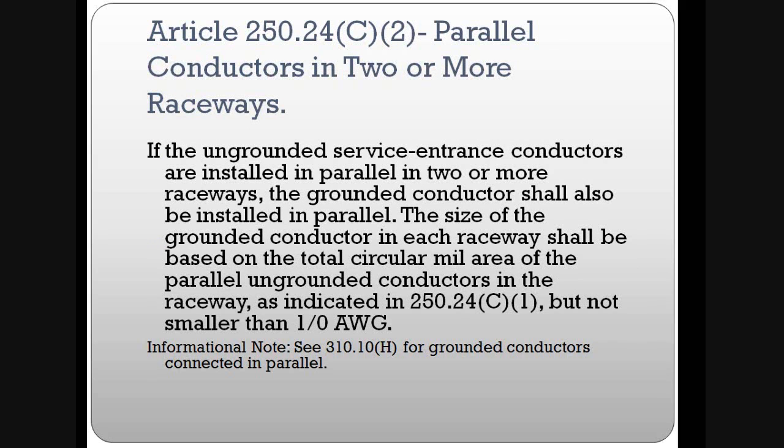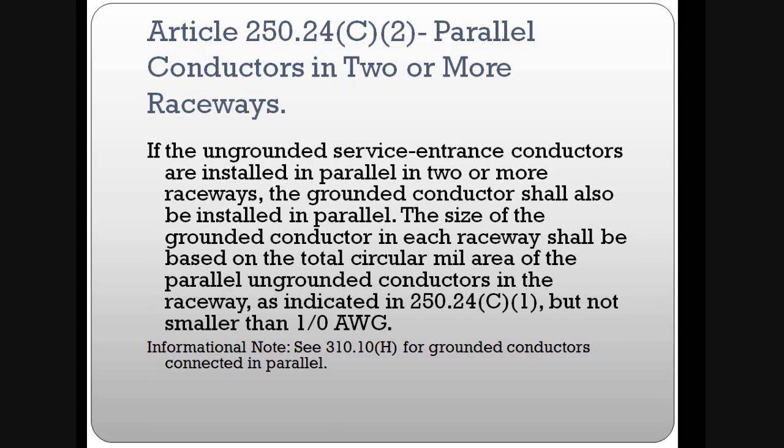250.24(C)(2), parallel conductors in two or more raceways, states that if the ungrounded service conductors are installed in parallel in two or more raceways, the grounded conductor shall also be installed in parallel. The size of the grounded conductor in each raceway shall be based on the total circular mil of the parallel ungrounded conductors in the raceway, as indicated in 250.24(C)(1), but not smaller than 1/0. And then it references 310.10, which talks about grounded conductors in parallel.